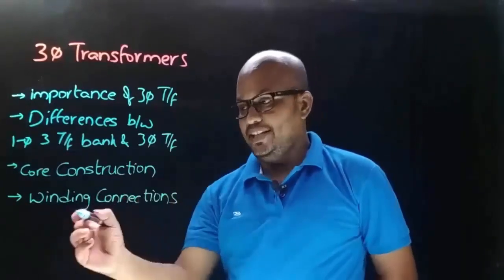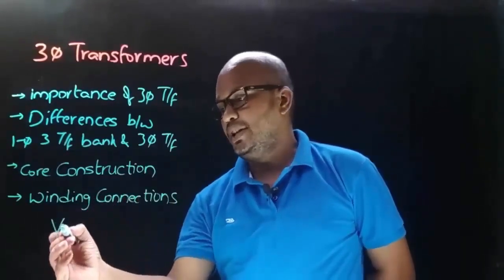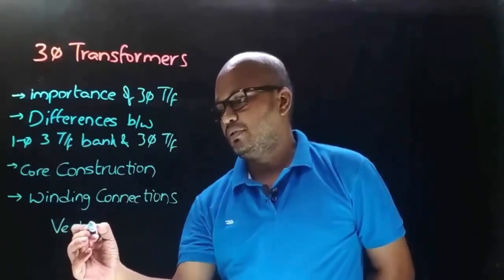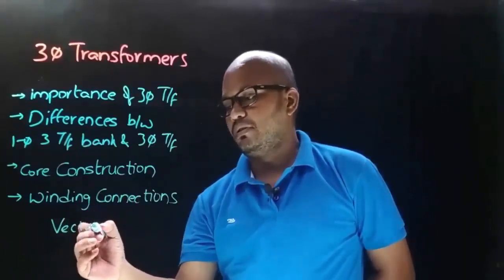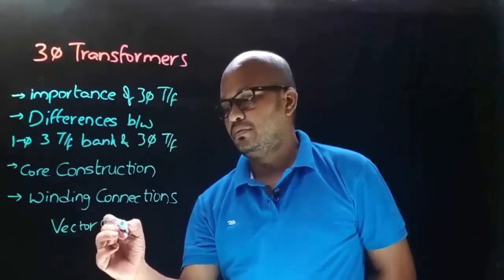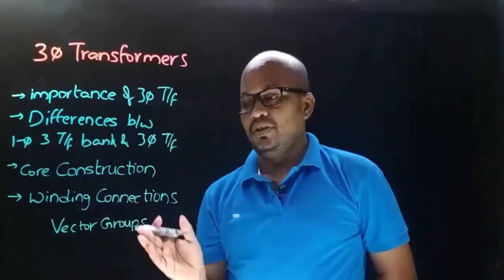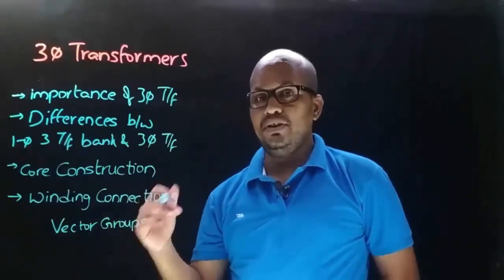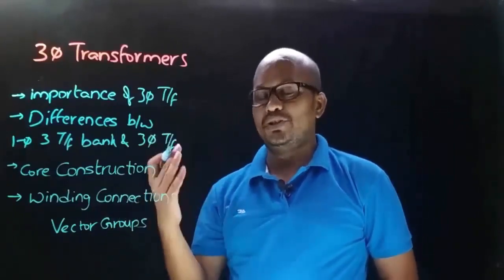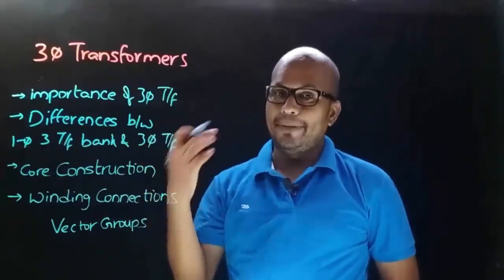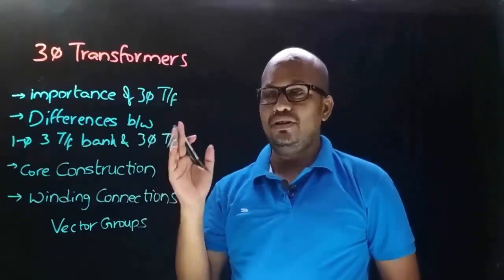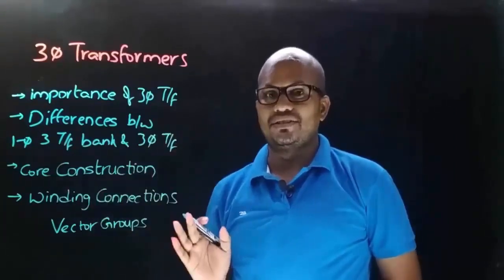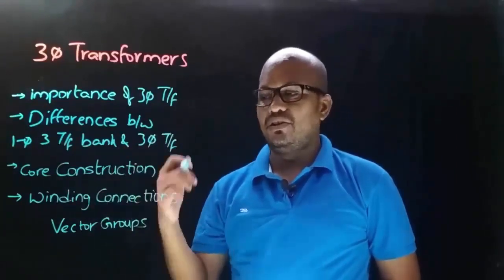connections. And in this topic we will discuss the important concept of vector groups. With the help of vector groups we are going to say why there is a phase displacement of 0 degrees, 180 degrees, 180 plus or minus 30 degrees etc. for the different winding connections, that is delta delta, star delta, etc.